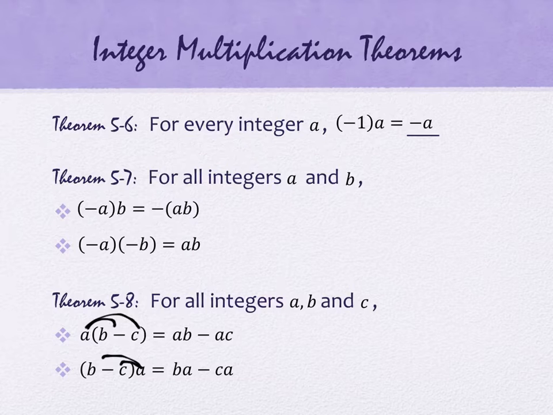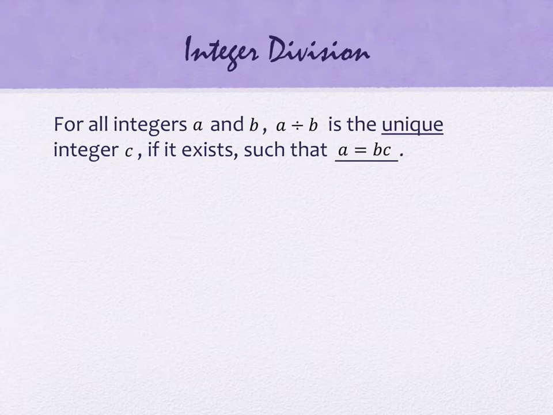All right, and then we have division. Much like when we defined subtraction, we define division in terms of its opposite operation, multiplication. So for all integers a and b, a divided by b is the unique integer c, if it exists, such that a equals b times c.